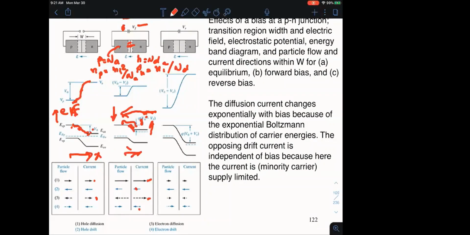A very similar story is true for reverse bias. So now in reverse bias, the barrier increases. Diffusion current components basically go to zero, but the opposing drift currents don't change because once again it's a supply limited current. Any questions?